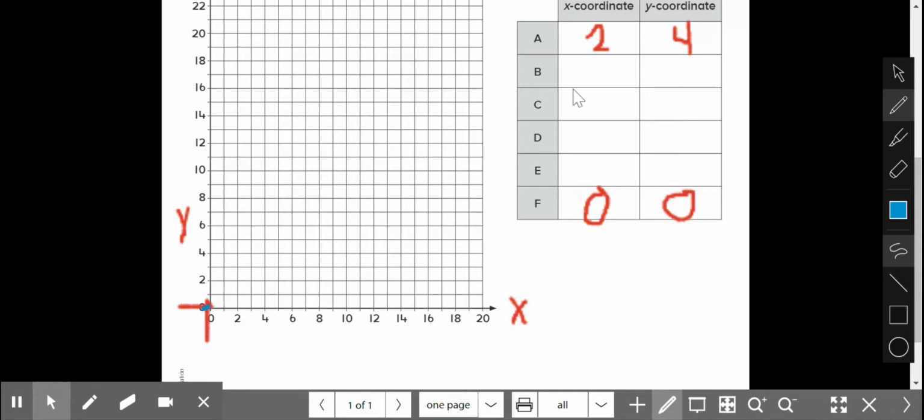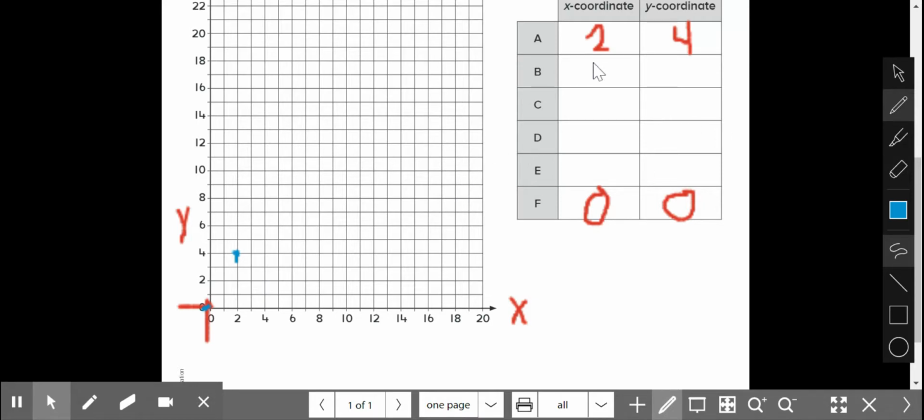If we were to look for where the point is for 2 and 4, we would first look at our x-axis, and we would go across 2. Then for our y-axis, we would go up 4. 1, 2, 3, 4. There you can see I'm making a mess, but 2 and 4 on this graph is right in here.